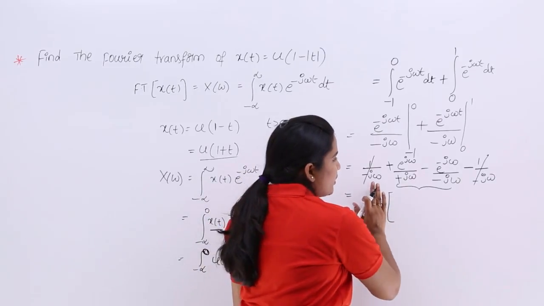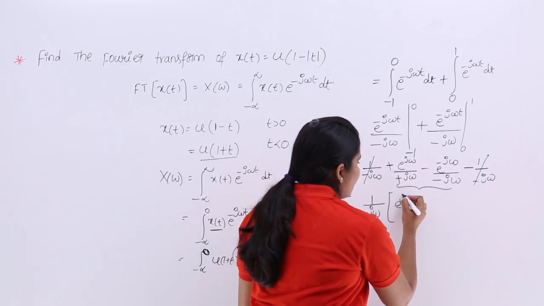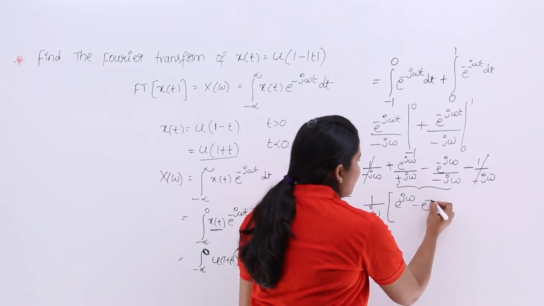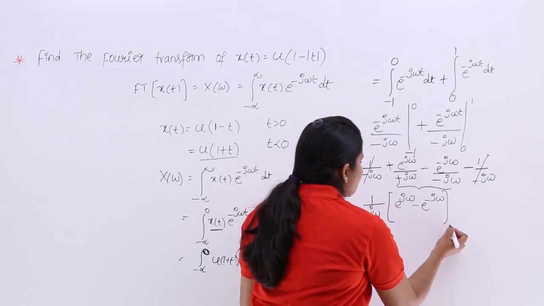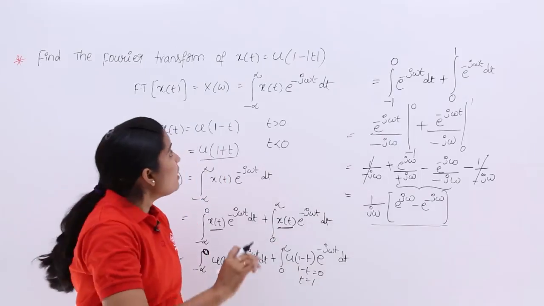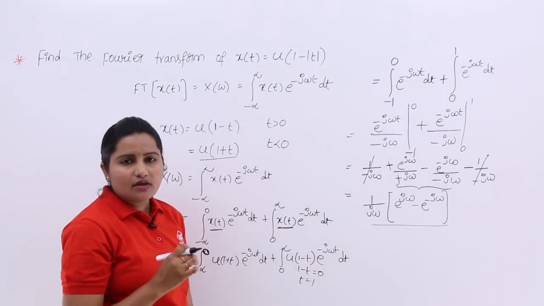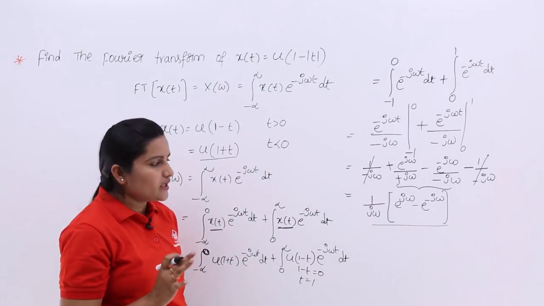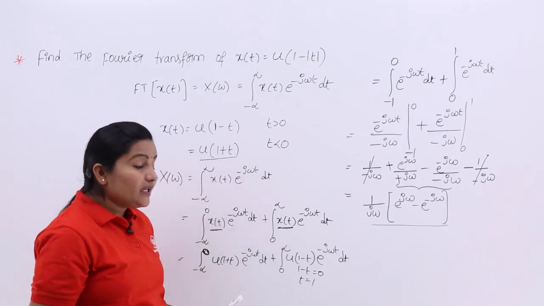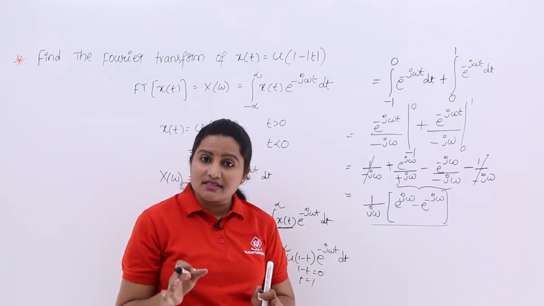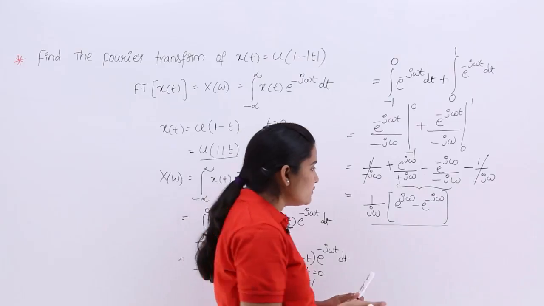Now, I want to take common of j omega only. When I take common of only j omega, you are going to get e power j omega minus e power minus j omega. So, this is the Fourier transform of your signal x of t equivalent to u of 1 minus modulus of t. For example, if options are given in sine function, then how will we do it?